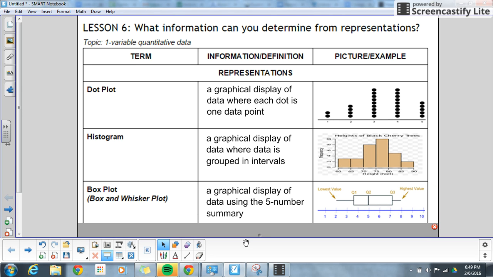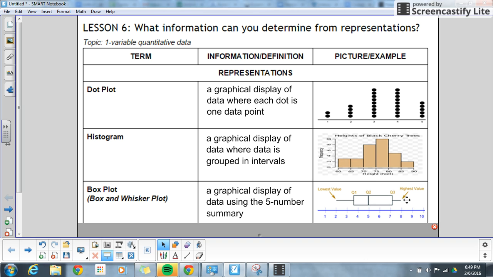The last is called a box plot or box and whisker plot. This is a graphical display of data using the 5-number summary. The 5-number summary includes the lowest value, which is also called the minimum, quartile 1, or lower quartile, quartile 2, which is also the median, quartile 3, which is the upper quartile, and the highest value, which is the maximum.